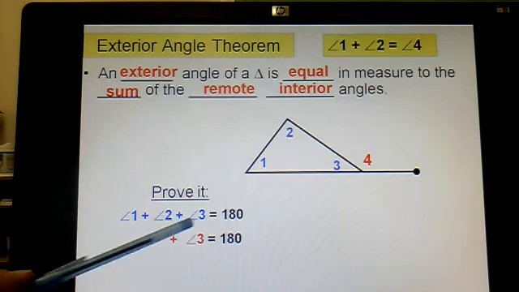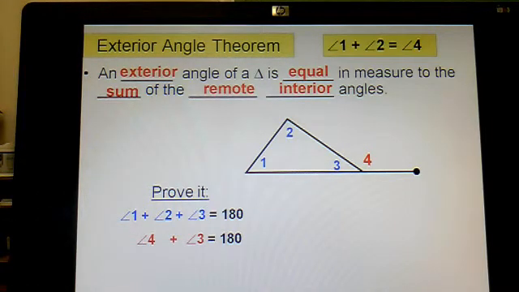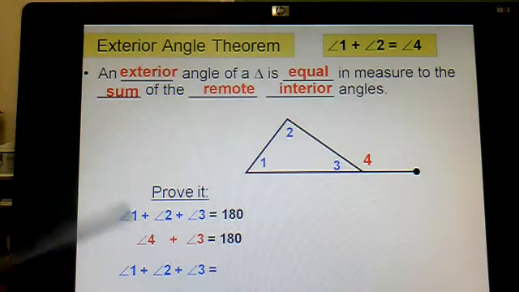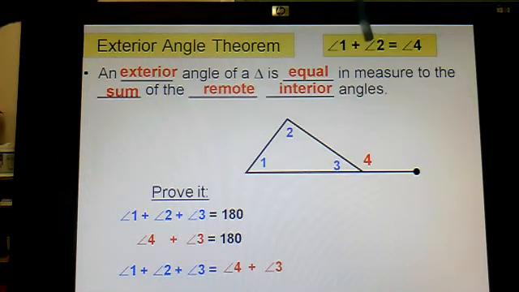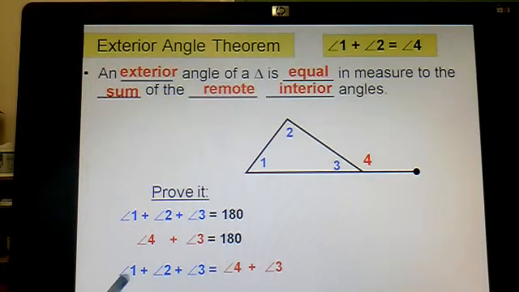So I have the blue stuff equal to 180. I have the red stuff equal to 180. I'm going to take that blue stuff and set it equal to, drum roll, the red stuff. Kind of like the last proof we did in a lot of ways. And then you'll notice these equations are almost ready to get me back to what I'm trying to prove over here. I want to have 1 and 2 on one side and just 4 on the other.